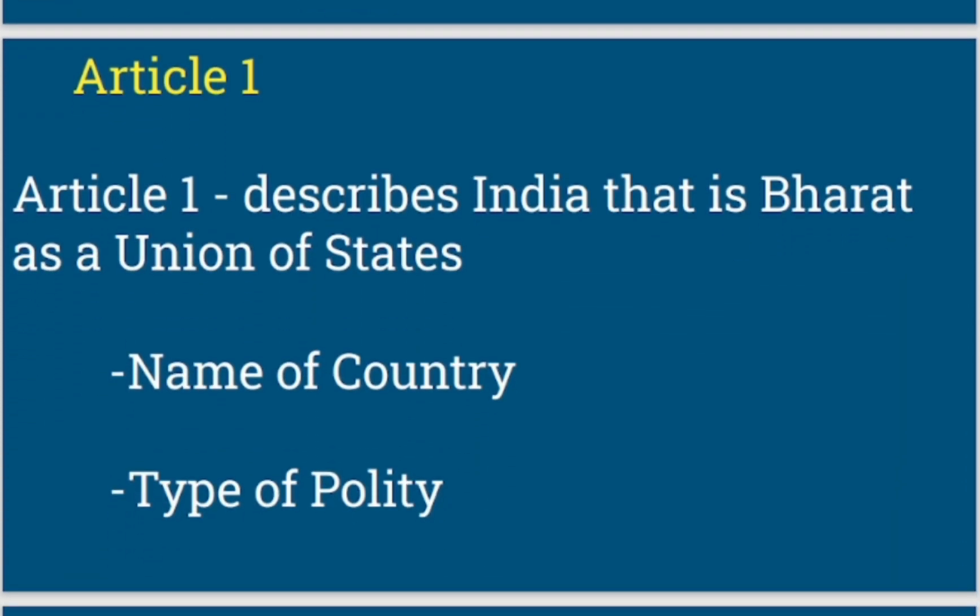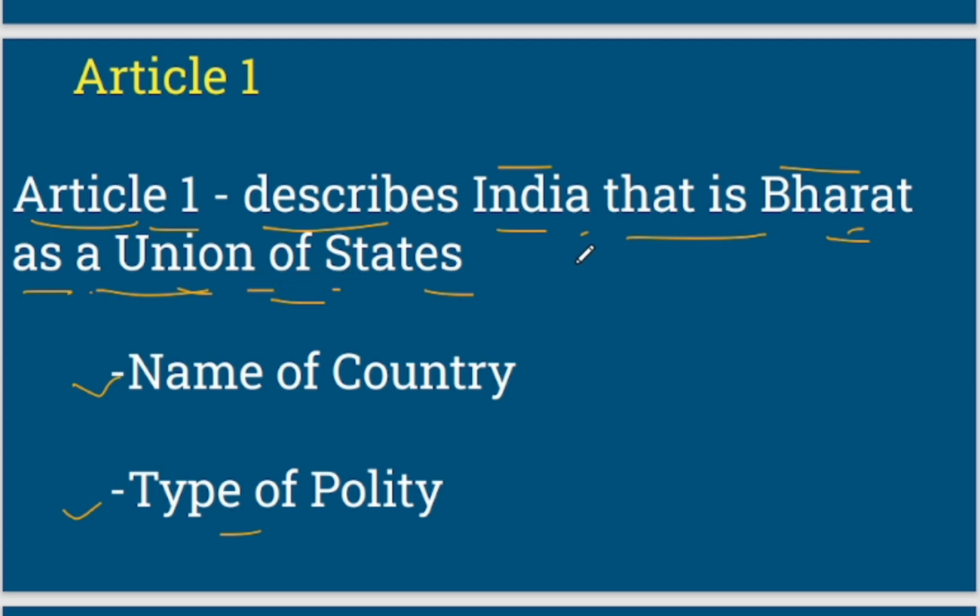So the first and most important pointer in this article is that it describes India, that is Bharat. So two names, India as well as Bharat, and it describes India or Bharat as a union of states. Here we are seeing the name of the country, India and Bharat, in Article 1, and then the type of polity, a union of states, right?